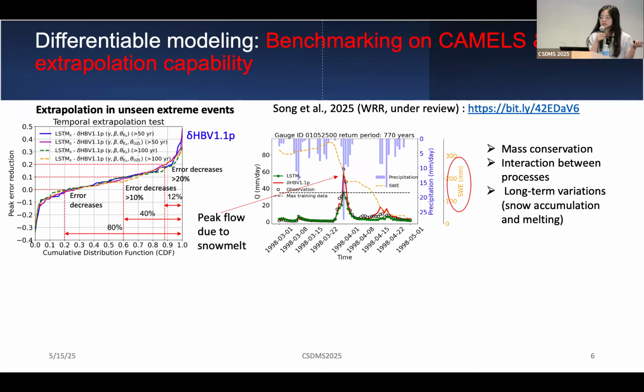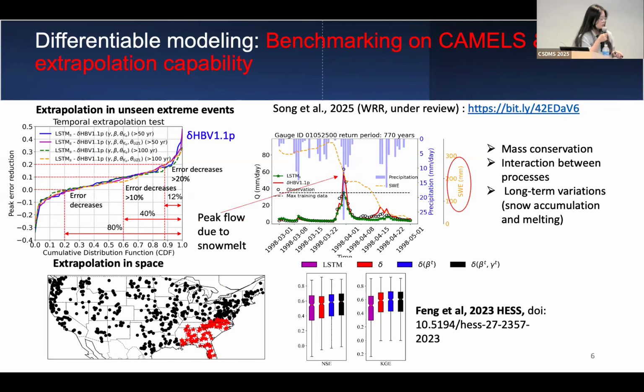So those are the reasons why the differentiable models can have better performance than the LSTM in this extrapolation test. And in Feng et al. 2023, they also demonstrated that differentiable models can have good extrapolation capability in space. What they did was hold out the training data from a region and then test the model in this holdout region. In this way, they validated that differentiable models have better extrapolation capability than LSTM in space.